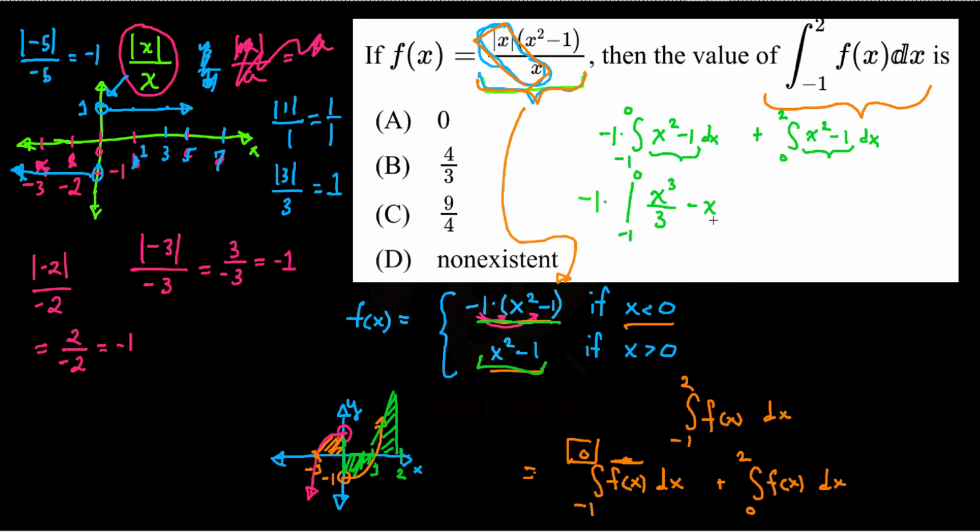So I plug in my upper bound, 0, for x. 0 cubed is 0, minus 0 is 0, minus the lower bound. -1 cubed is -1, so -1/3, minus -1 is +1. I'm subtracting that whole thing from 0, so you could distribute the minus to get -1 plus 1/3.